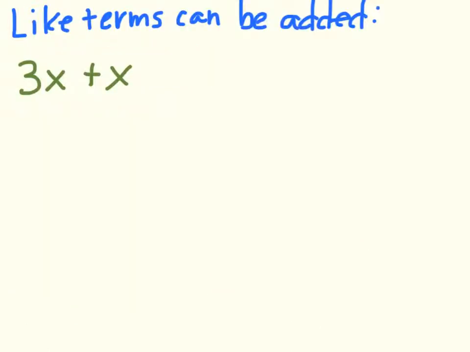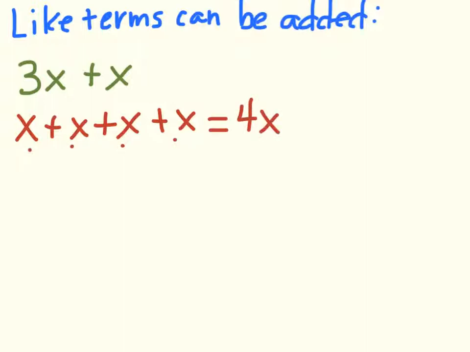Our next idea is that like terms can be added. So given the statement 3x plus x, how would we simplify that statement? Well, we can rewrite this as x plus x plus x to represent our 3 x's, and then add our final x. So we have 1, 2, 3, 4 x's, giving us the simplified answer of 4x.